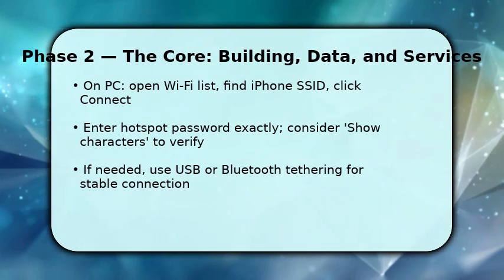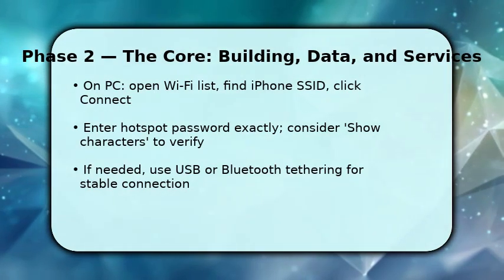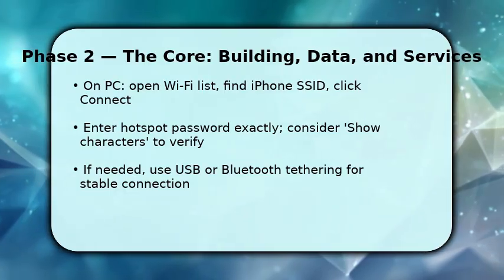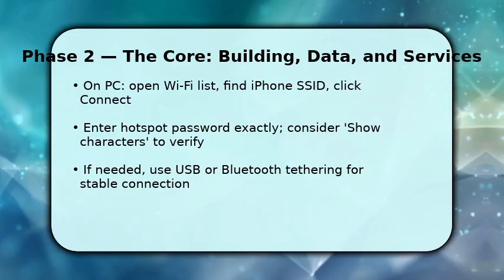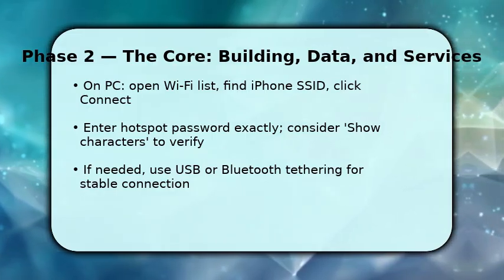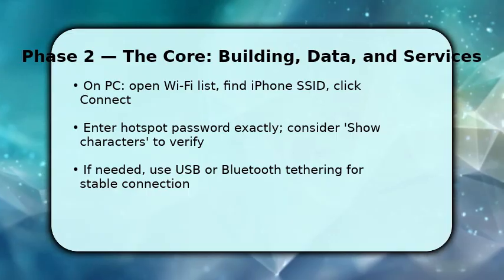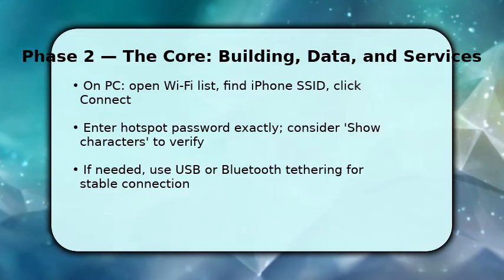On your PC, open the Wi-Fi list and locate the iPhone SSID you noted earlier. Select it and choose Connect. Enter the hotspot password carefully. Use the Show Characters option to avoid typos, because a single wrong character blocks access.